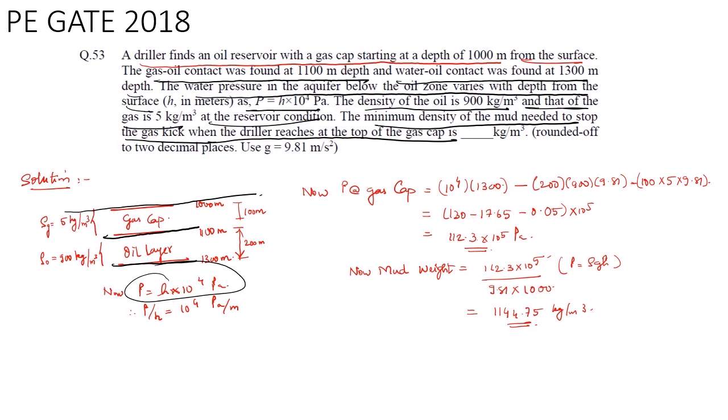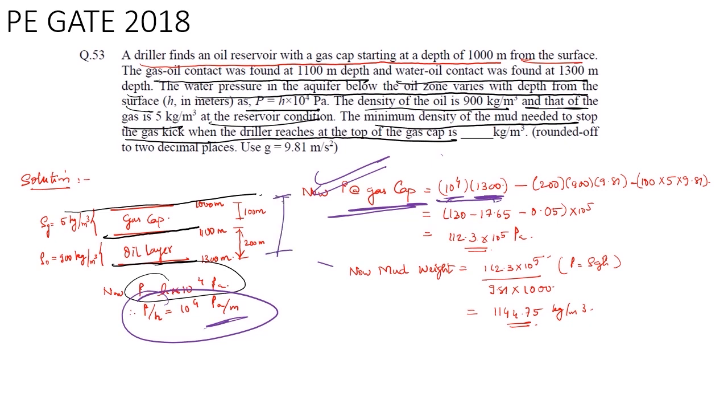Alright, now again in the abnormal pressure, when I was discussing my theory about abnormal pressure, I have mentioned the technique to find out the mud weight that we will be using when we are drilling a gas cap. So what we will be doing over here is that now we need to find out what would be the pressure at the top of the gas cap. H is 10 raised to 4 Pascal per meter. So I will be multiplying my P by H with depth, that means till 1300 I will be multiplying. Once I multiply, I have my pressure till this point, that is till the top of the aquifer.